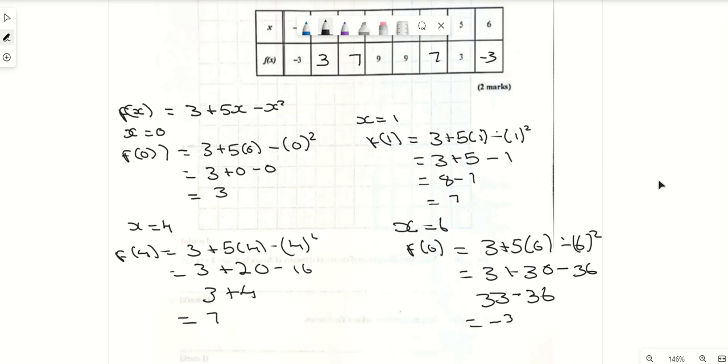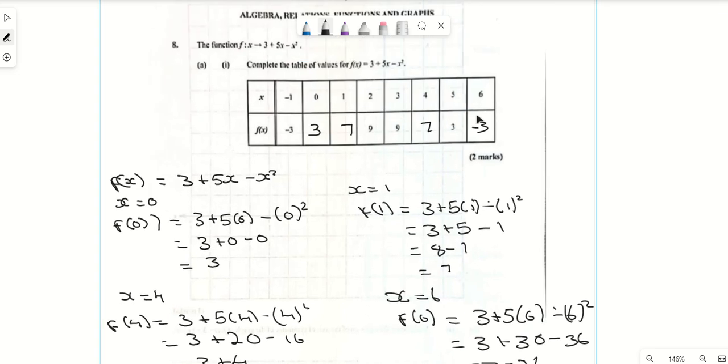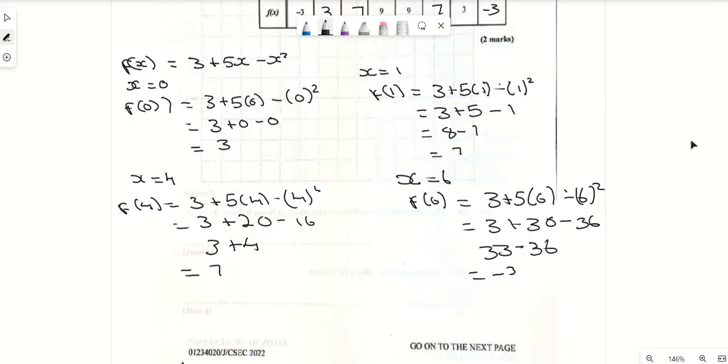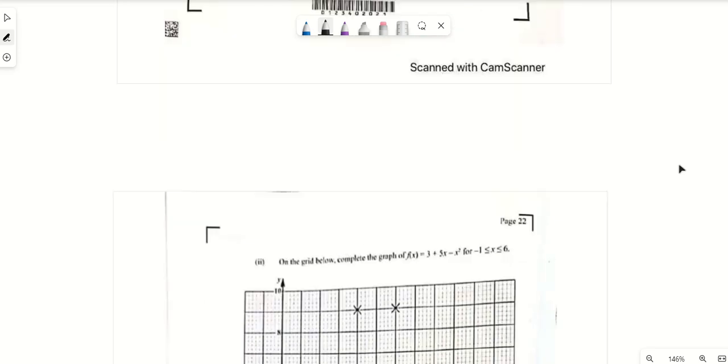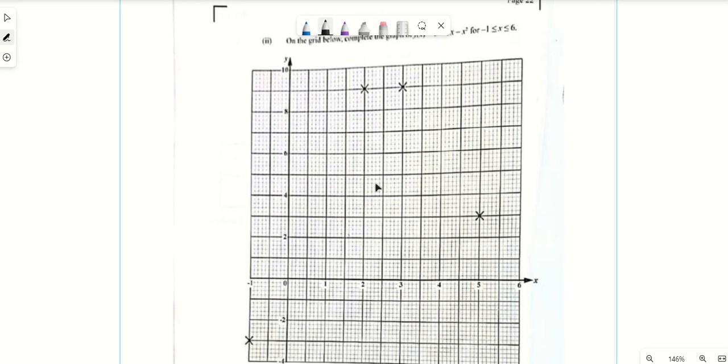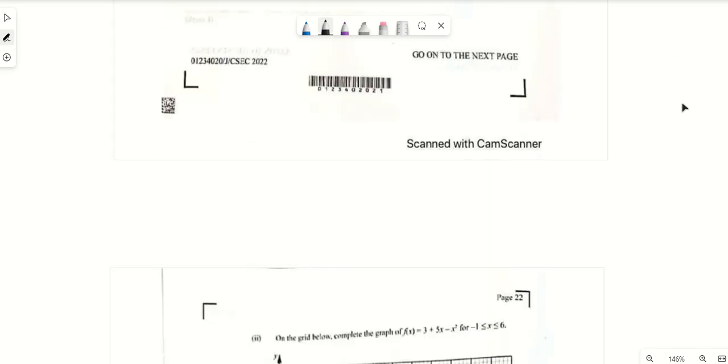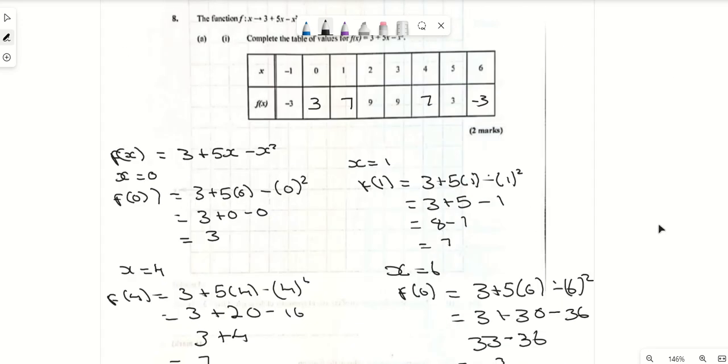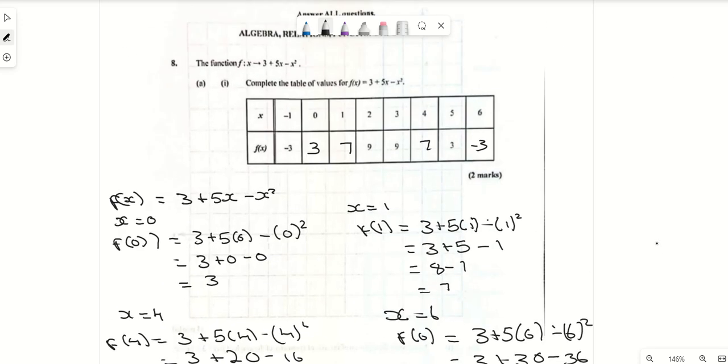So my coordinates that I'll have to plot, because they plotted some already in the question. If we look at the next page, the graph that they gave us, they already give us some points. The ones that are missing are the ones that we had to find out, which is when x is 0, y is 3. When x is 1, y is 7. When x is 4, y is 7. And when x is 6, y is minus 3. So these 4 points we have to plot.